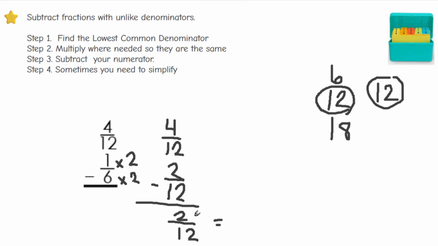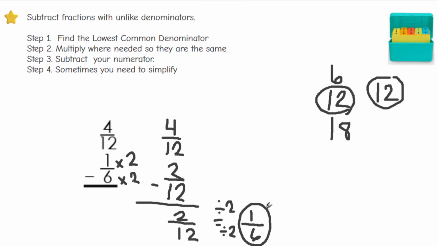They're both even numbers. So 2 divided by 2 is 1. And 12 divided by 2, we're going to write that out just so you see what I'm doing. I'm dividing both of them by 2. As long as I'm doing the same thing to the numerator and the denominator, I can do that.